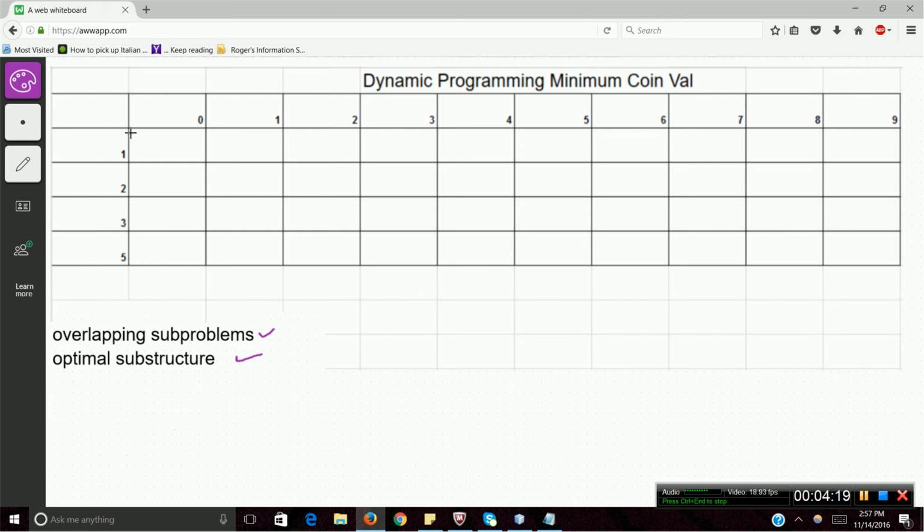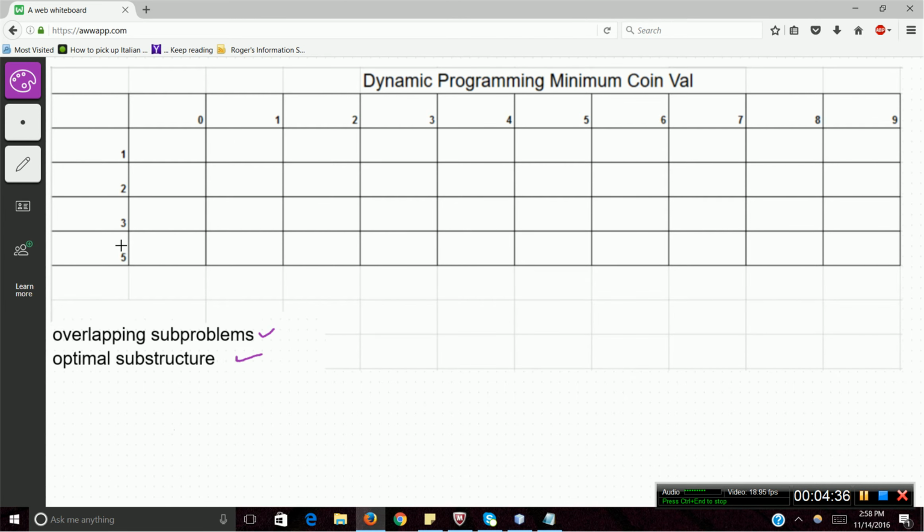And so what we're going to fill in the table is the number of coins given the coins that we can use. So depending on which row we're in, given that number of coins and those coins available to us, what is the minimum number of coins needed to create this target value that we're looking for.